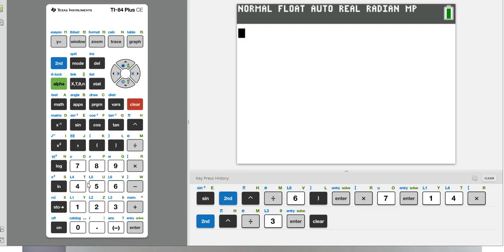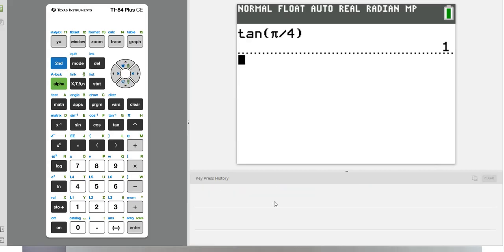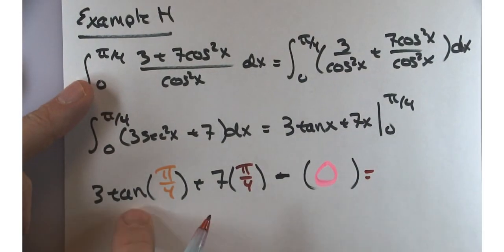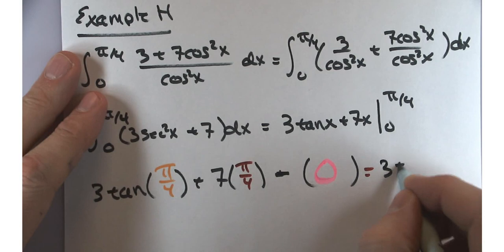So let's see. Tangent of pi over 4 should be a nice even 1. Great. So we end up with 3 plus 7 pi over 4. And that's a nice exact answer. 3 plus 7 pi over 4.